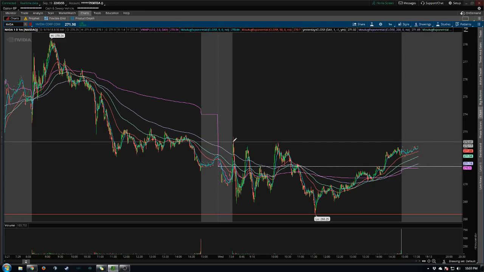Our triple top resistance here is a big number to play on. Triple top resistance here is going to be a big number to play on. We're going to be watching those levels at 273 as a whole and 272.40s.